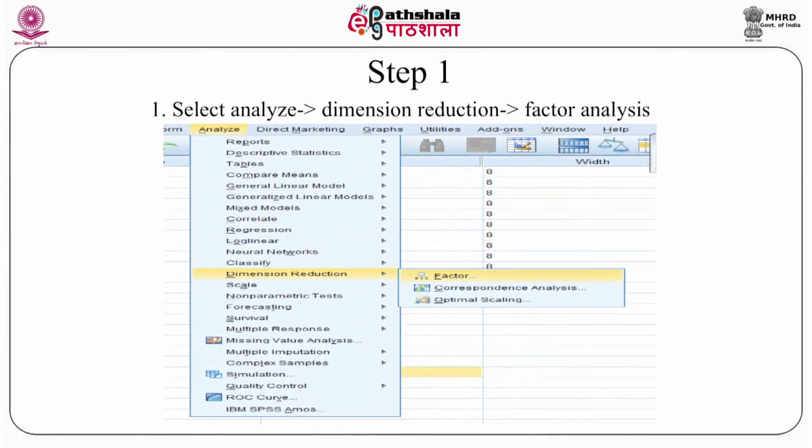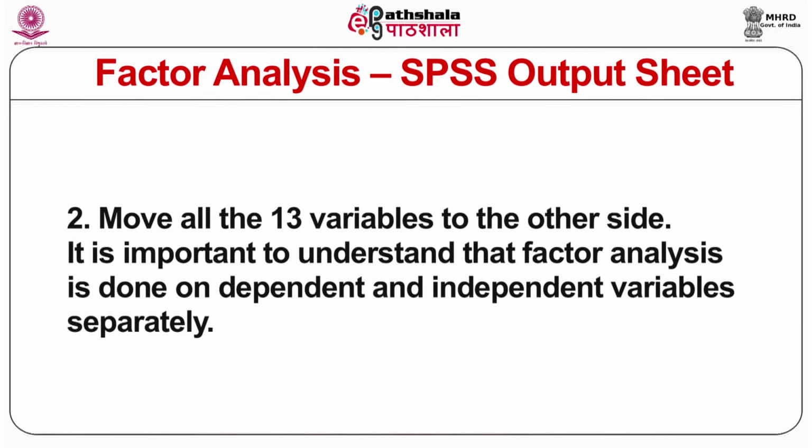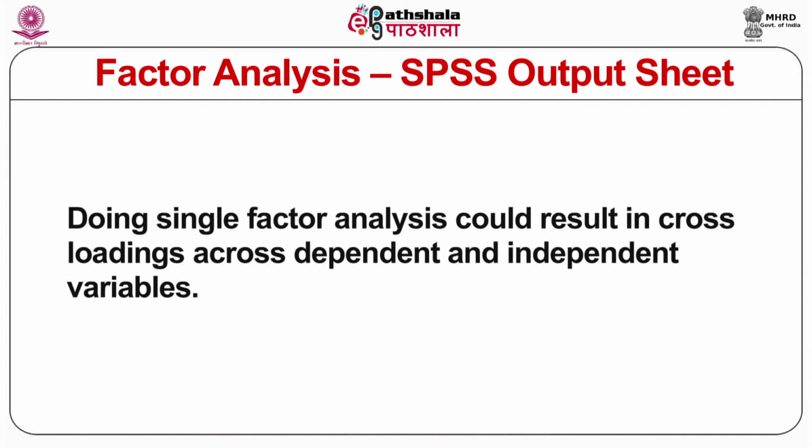In order to help the researcher and to understand the nature of the data, factor analysis was applied on the 13 variables selected for the parameter of customer satisfaction. Now let's take on the step-by-step approach of conducting factor analysis in SPSS. Step 1, select Analyze, Dimension Reduction and Factor Analysis. Step 2, move all the 13 variables to the other side. It is important to understand that factor analysis is done on dependent and independent variables separately. Doing a single factor analysis could result in cross-loading across dependent and independent variables.